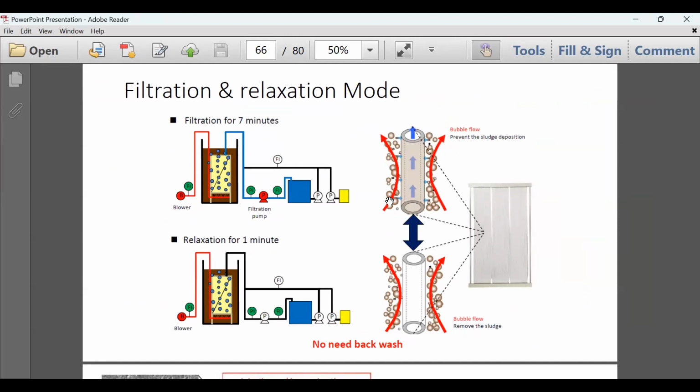What happens in filtration and relaxation mode? At the 7 minutes of filtration, bubble flow prevents sludge deposition on the membrane surface. At the 1 minute of relaxation, bubble flow removes the sludge if deposited.